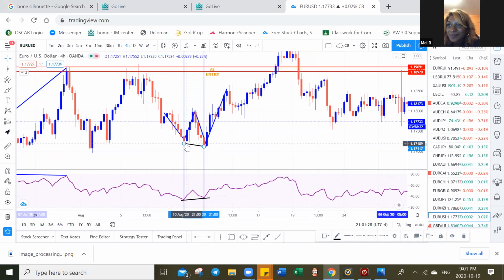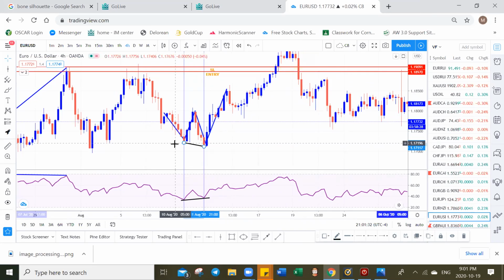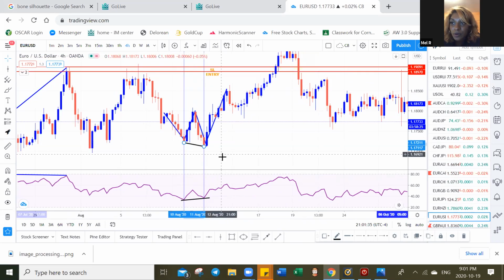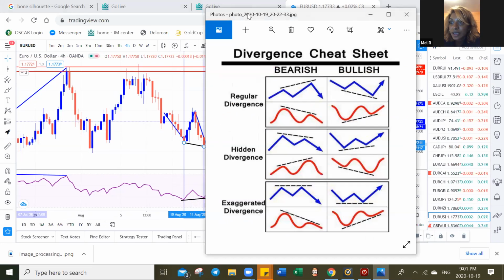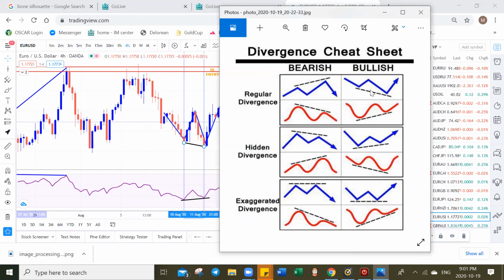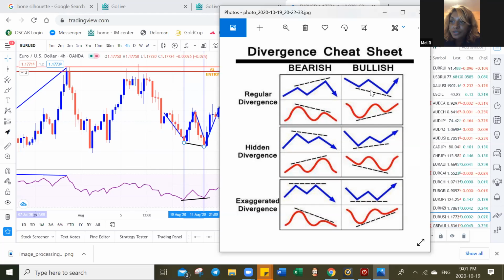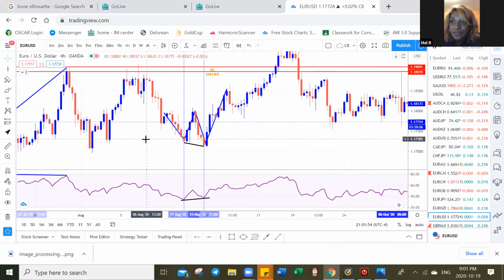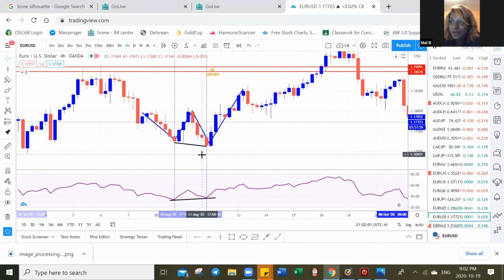Okay, look over here. We're going to use right here. Bear to bear, going down, and we got our RSI going up. First, let's figure out what kind of divergence this is. We have here a bullish regular divergence. If anyone disagrees with me, let me know. Remember, regular divergence suggests a trend reversal. What happens here? Reversal.